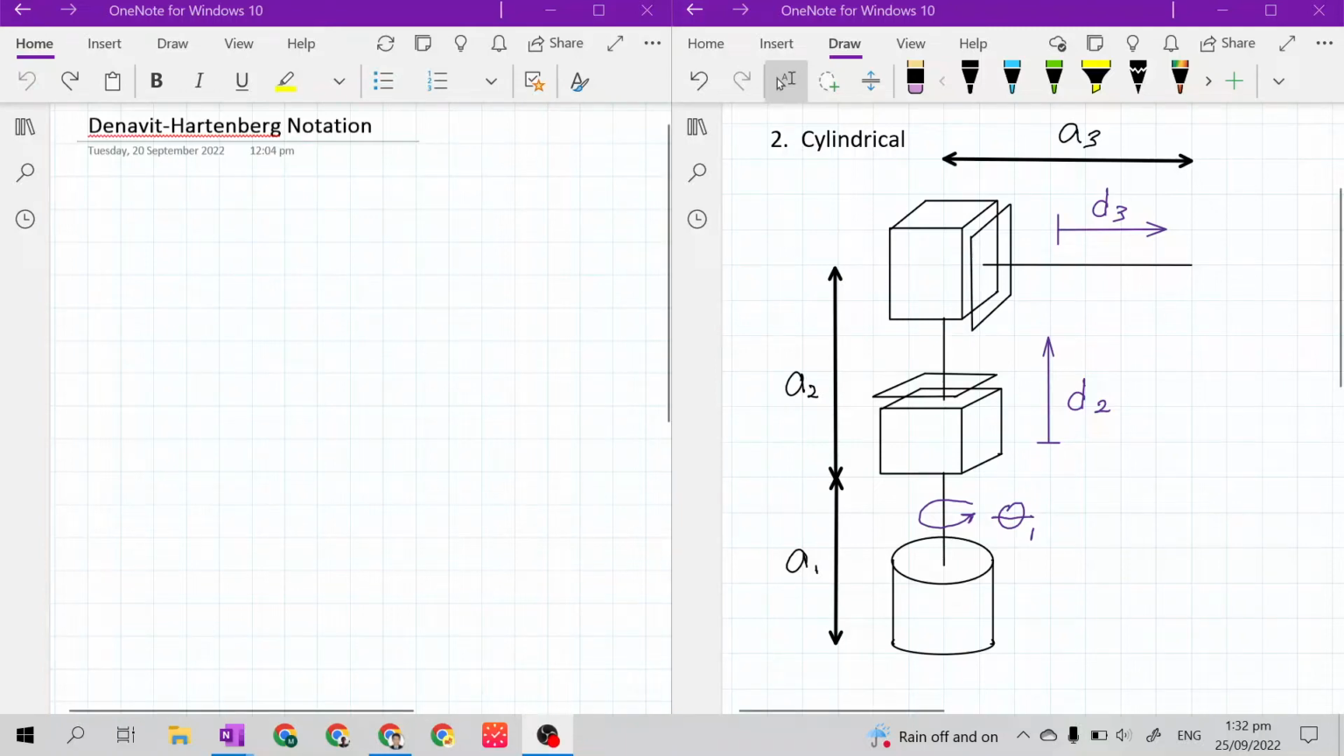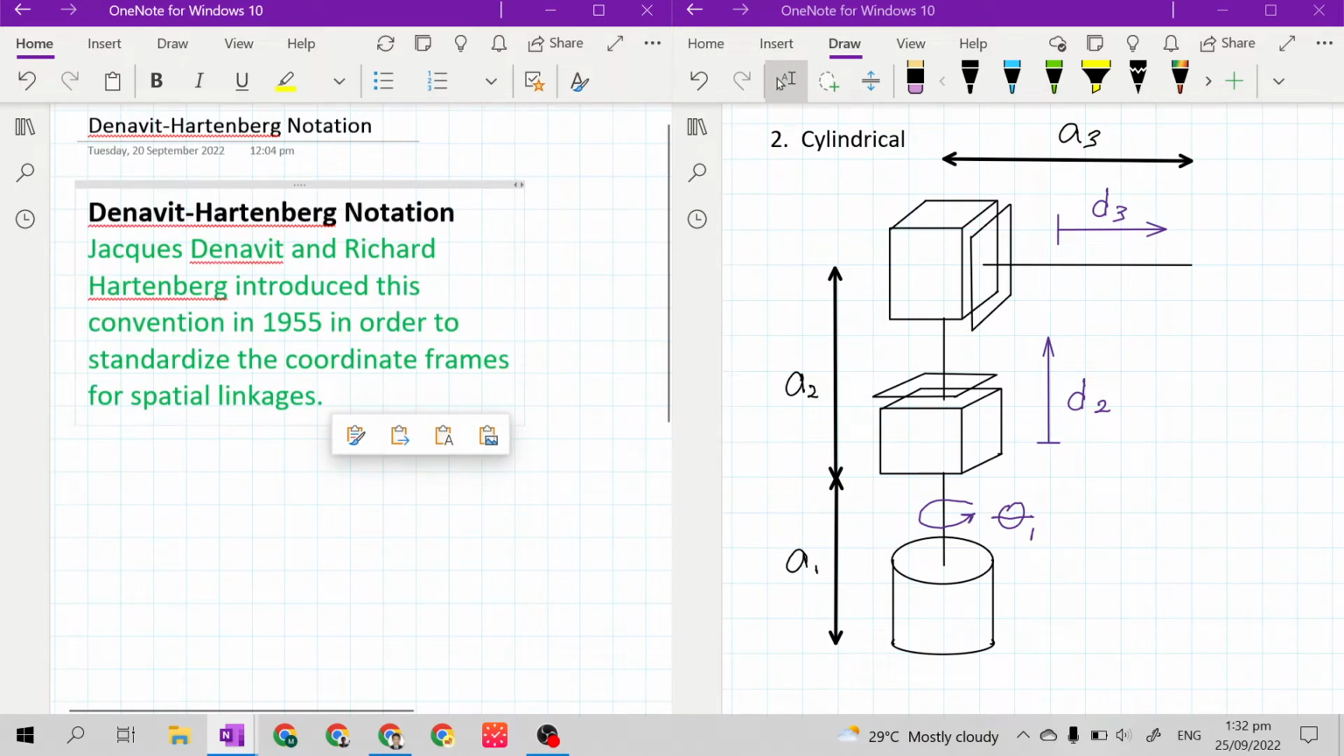Good day, class. Now I will teach you the start of our forward kinematics series of lectures. So the first one is to introduce to you the Denavit-Hartenberg notation. Denavit-Hartenberg notation was introduced by Jacques Denavit and Richard Hartenberg in 1955 in order to standardize the coordinate frames for spatial linkages.